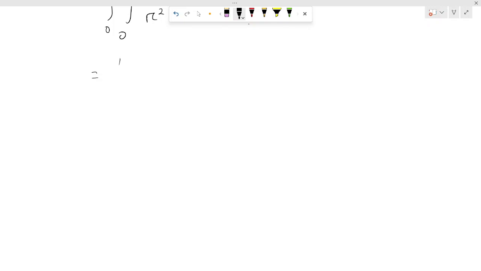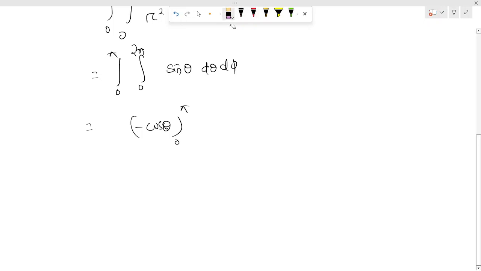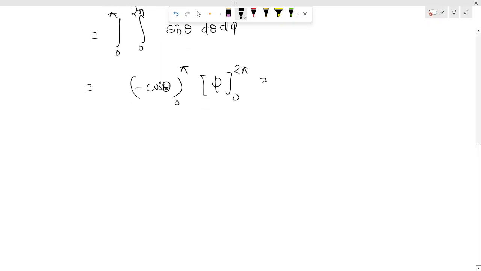So it will become 0 to pi and 0 to 2 pi, and r square gets cancelled. It will become the integral of sine theta d theta d phi. Putting the limits, you get minus cos theta from 0 to pi, and the integration of d phi is phi, with limit 0 to 2 pi. So what do you get?